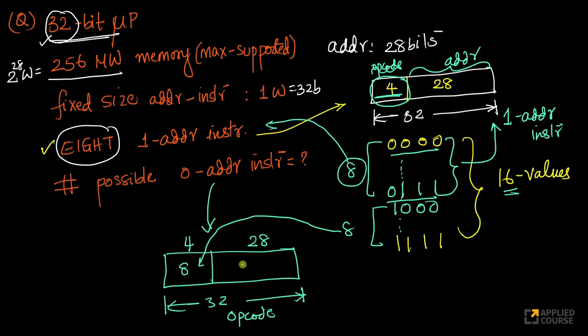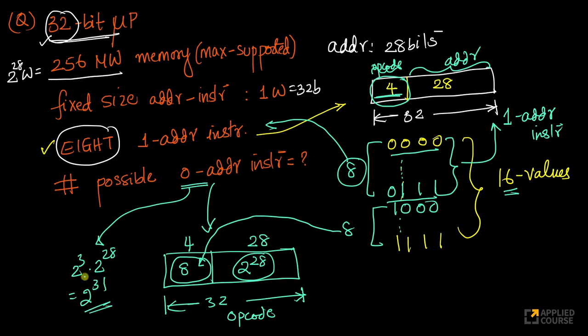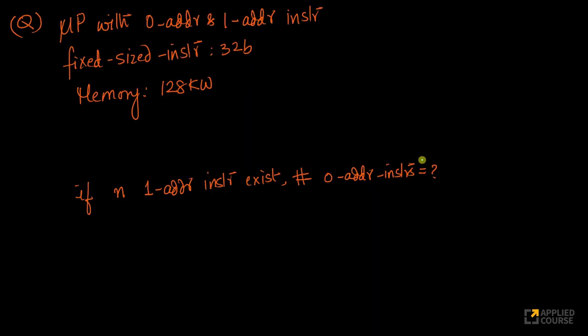In the next 28 bits, how many values can I create? 2 power 28 values. So how many possible zero address opcodes can I create? 8 distinct values in the first 4 bits, 2 power 28 values in the next 28 bits. 8 is 2 power 3, so 2 power 3 into 2 power 28. So I can have 2 power 31 in total. This is the unique number of opcodes that I can have in these zero address instructions, because we're expanding and using the whole 32 bits for the opcode here. While in the case of one address instructions, only the first 4 bits are used as opcode. Very simple computation here.